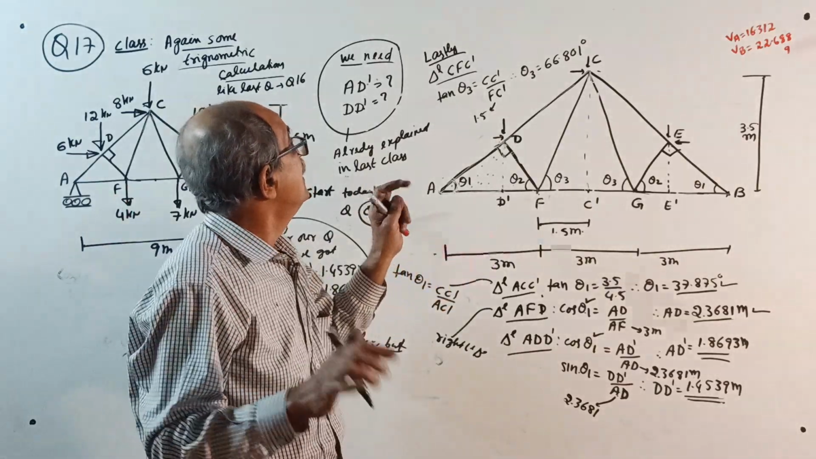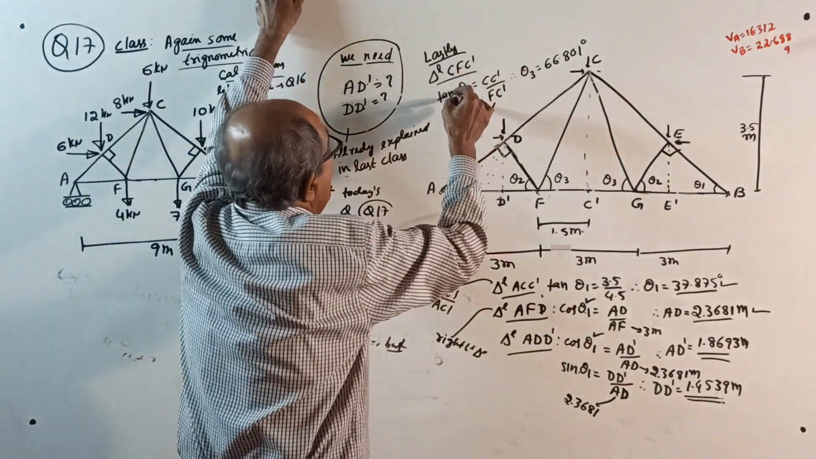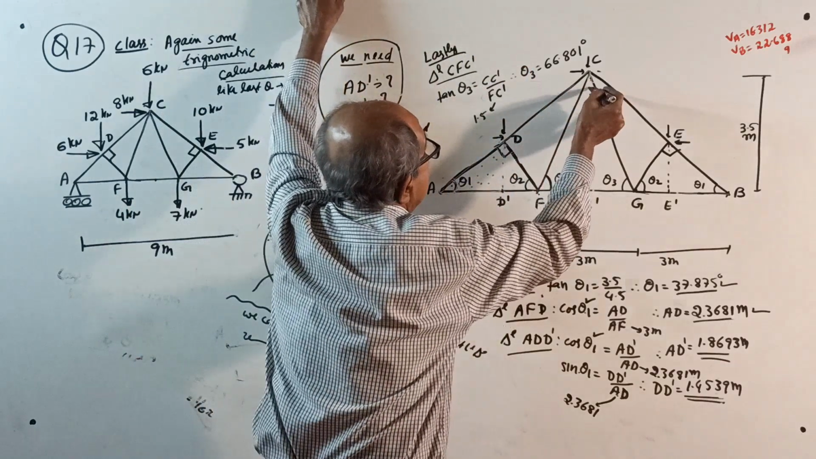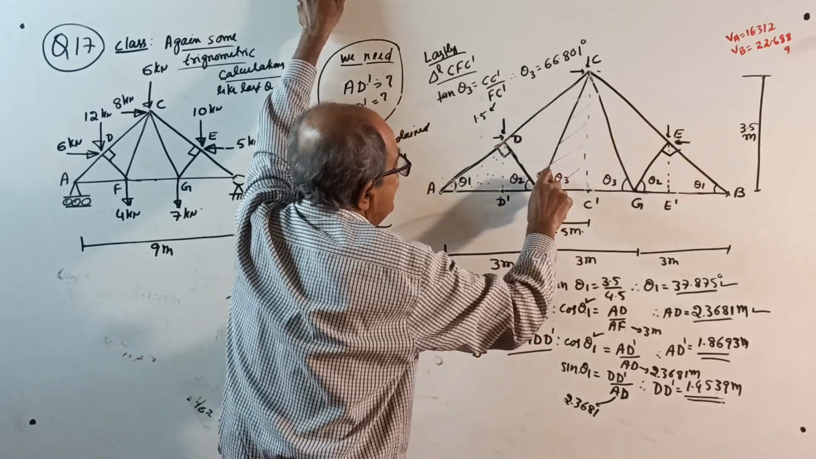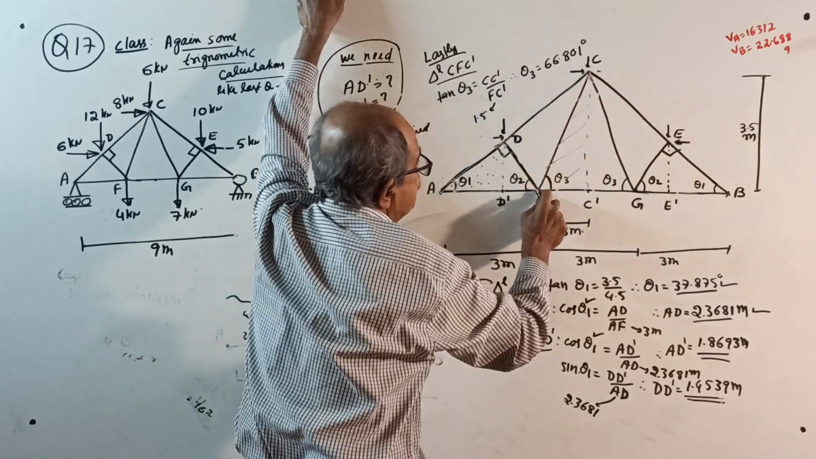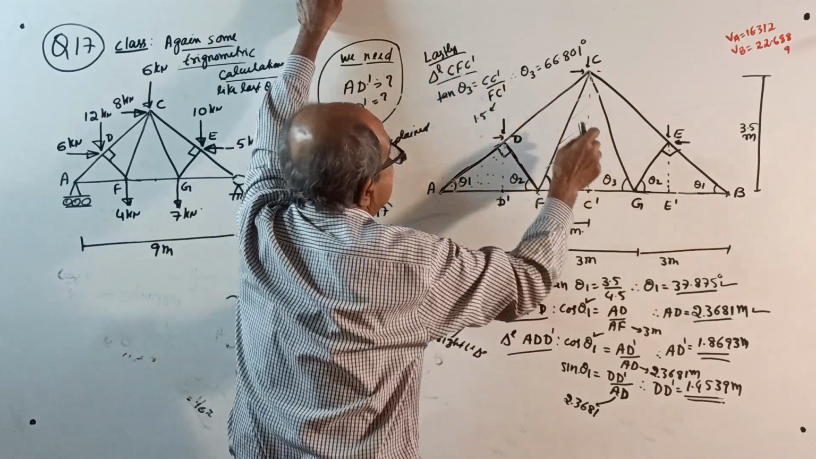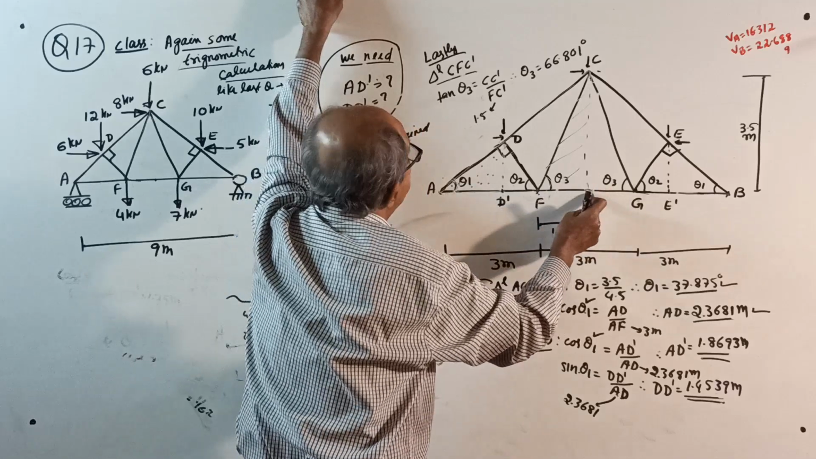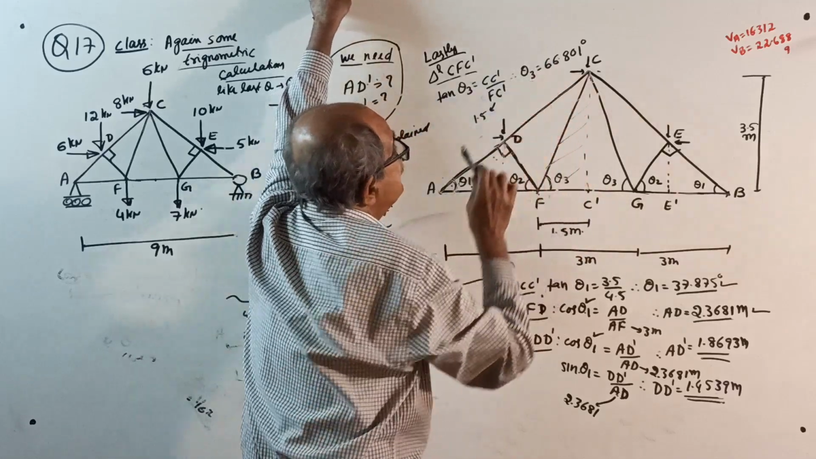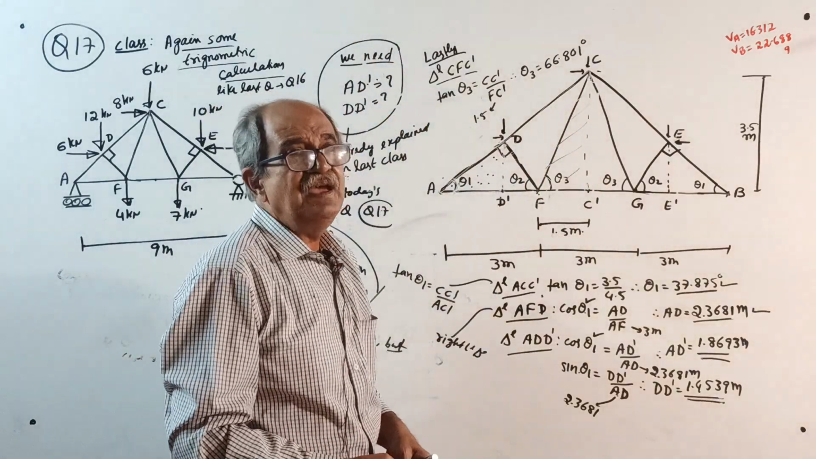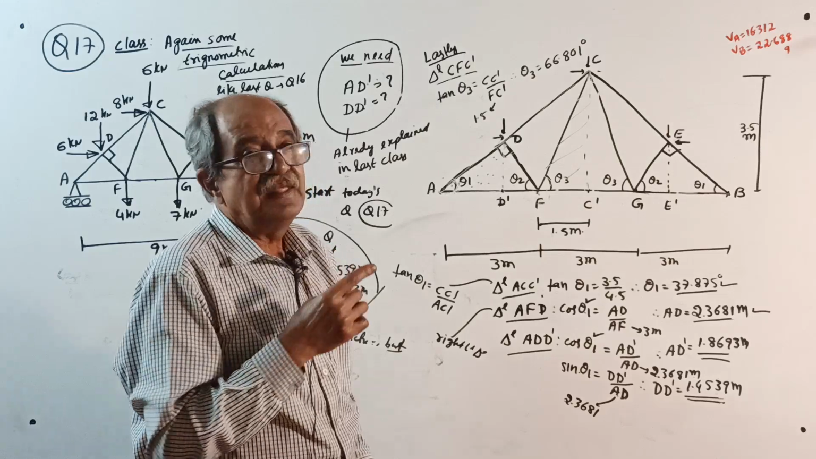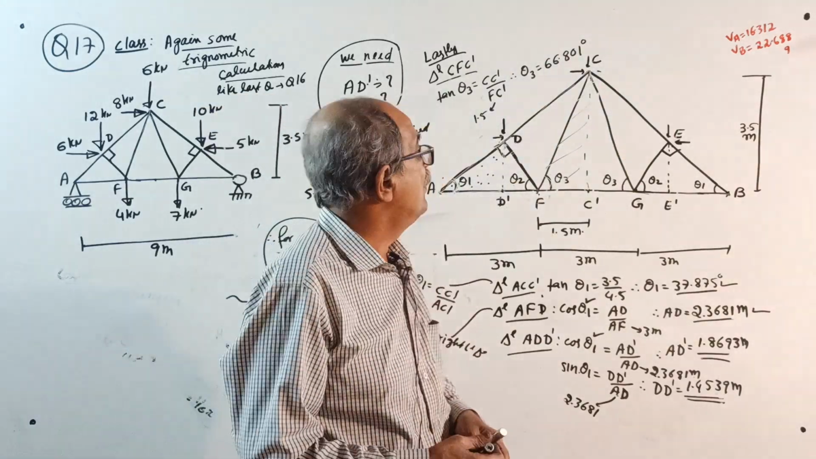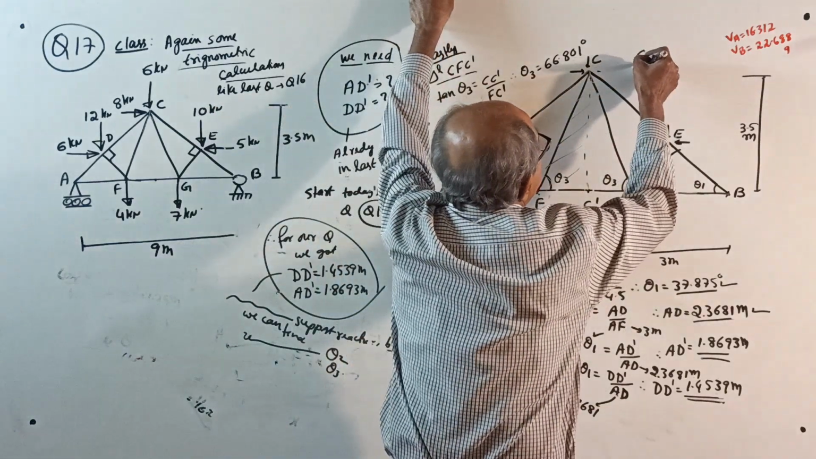Lastly, tan theta 3. Consider this triangle, CFC dash. Tan theta 3 equals CC dash divided by FC dash. You get 66.801 degrees. That is the same as last time. Actually, the reactions I already got there; I will tell you why. Now, lastly, theta 2 is required.